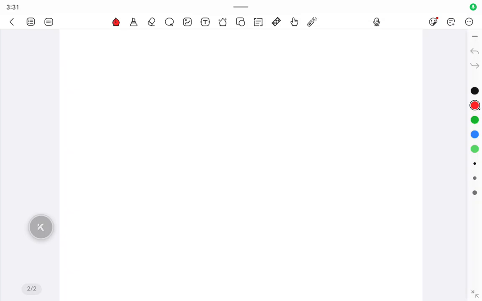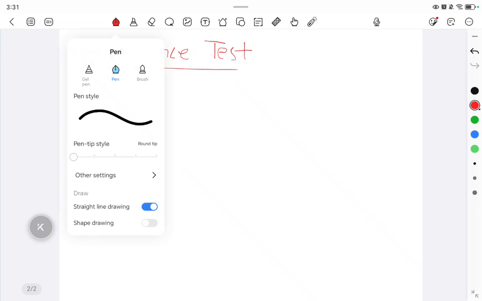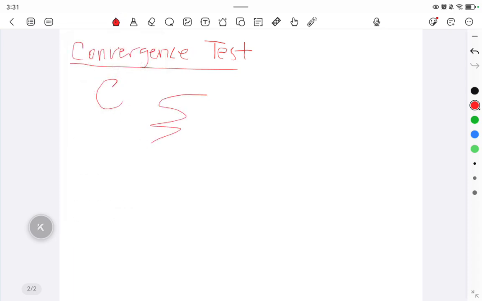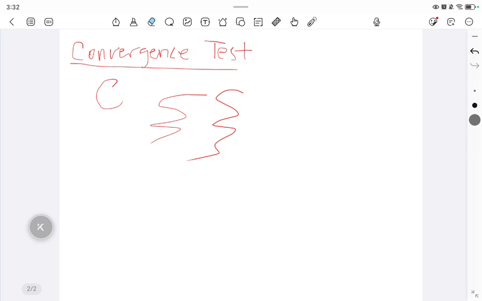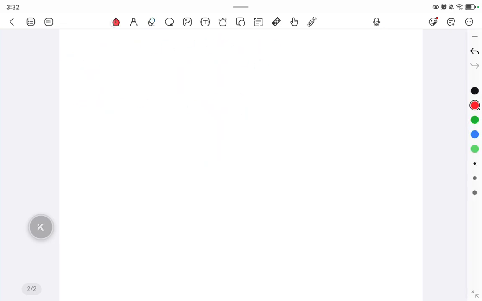For the questions that we're going to do, we'll need to know the convergence test. So I'm just going to remind you of the convergence test.